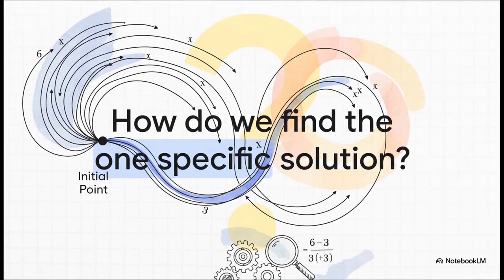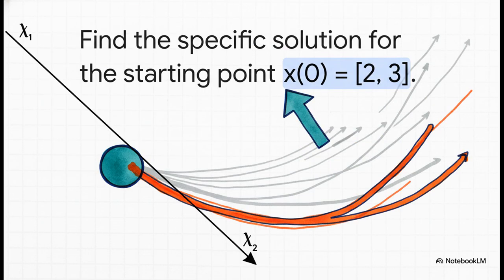But usually we don't want every possible solution. We want the one specific solution that starts at a particular point in space. This is what we call an initial value problem. So how do we nail down those constants, C1 and C2, to find that one unique path? So here's our mission. Let's use the solution we just built to find the one path that starts at the point (2, 3) at time t equals 0. This is all about finding the right values for C1 and C2.